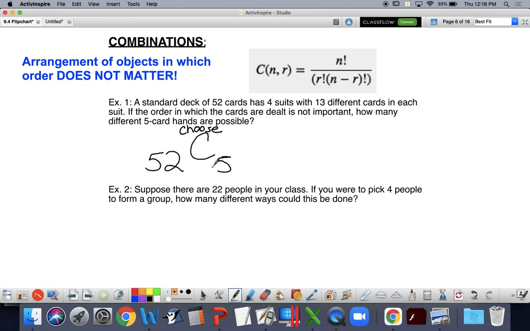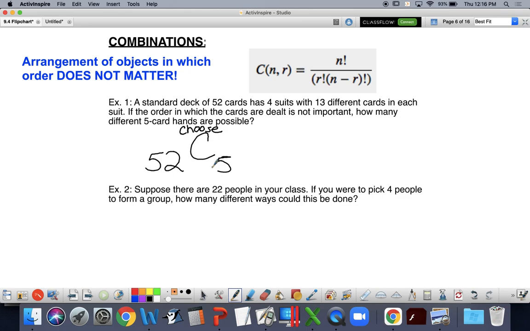Let's put this in our calculator to figure out how many 5-card hands there are. So you're going to type in 52 and then math. Go to the probability category and make sure you choose the nCr.